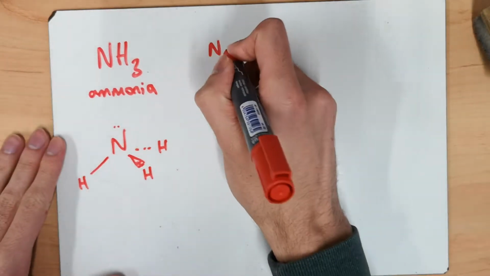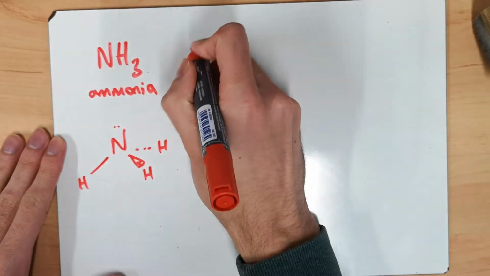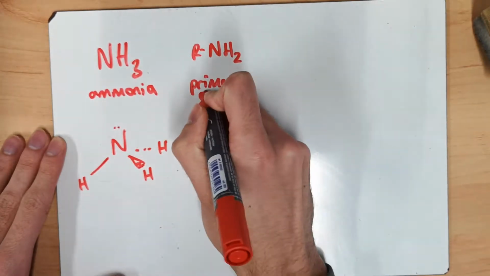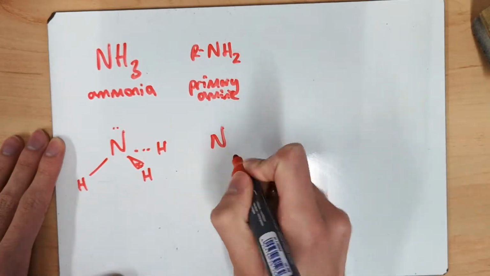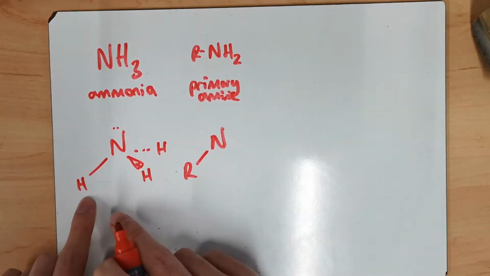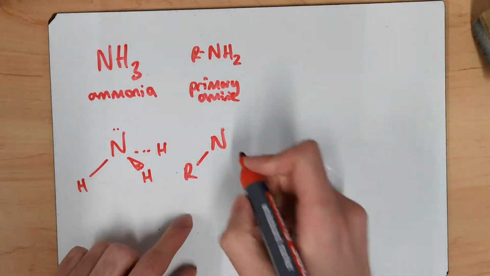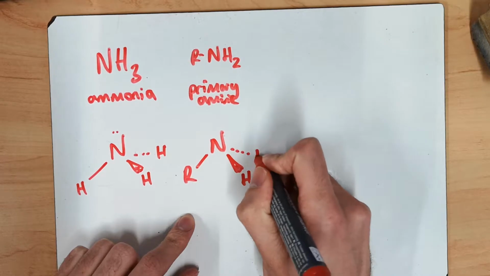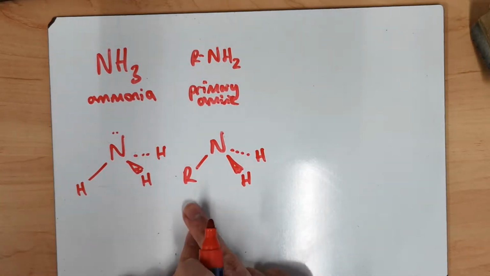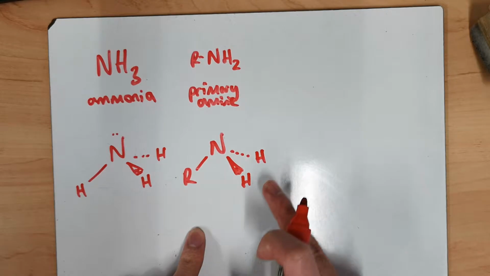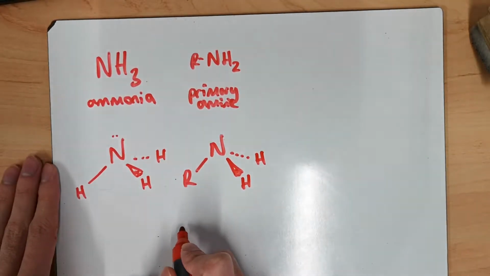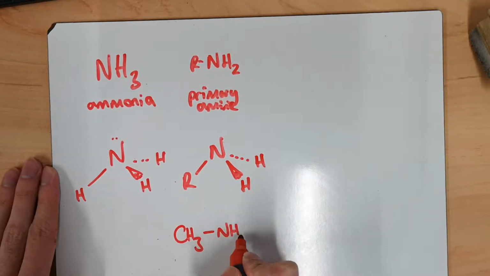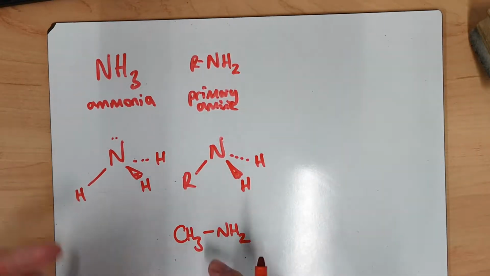Now, the first amine we're going to look at is RNH2, and this is a primary amine. So what we've done here is we've replaced one of the hydrogens with an alkyl group. And that is a primary amine, so it's an R group attached to our nitrogen with 2 hydrogens. An example of that might be methylamine. So the R group in this case is CH3 attached to our NH2. So this is just our R group, our alkyl chain.